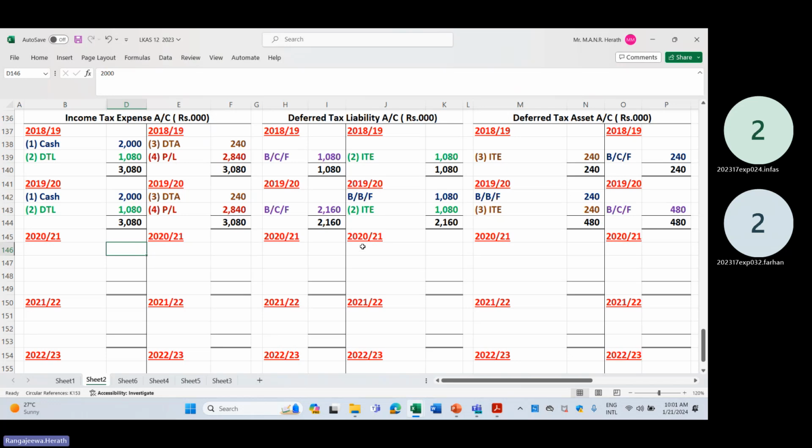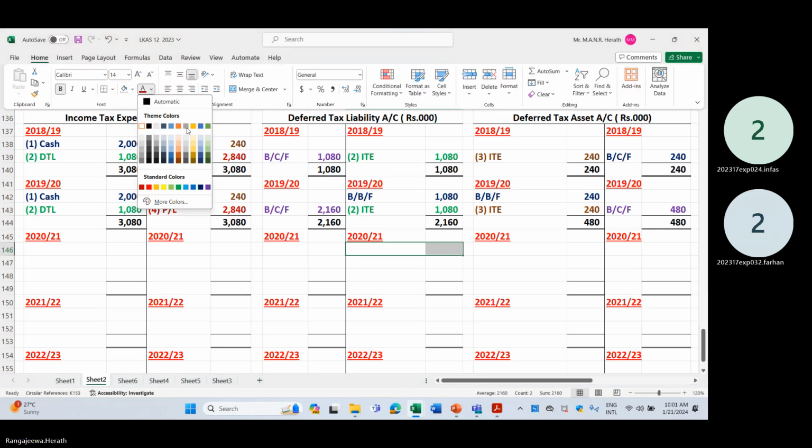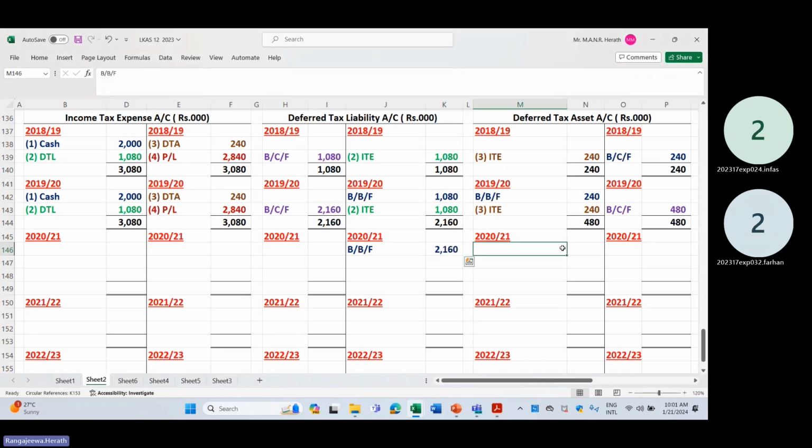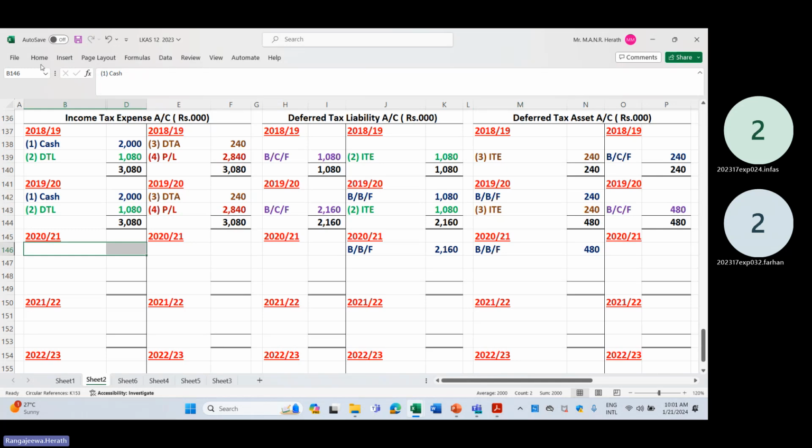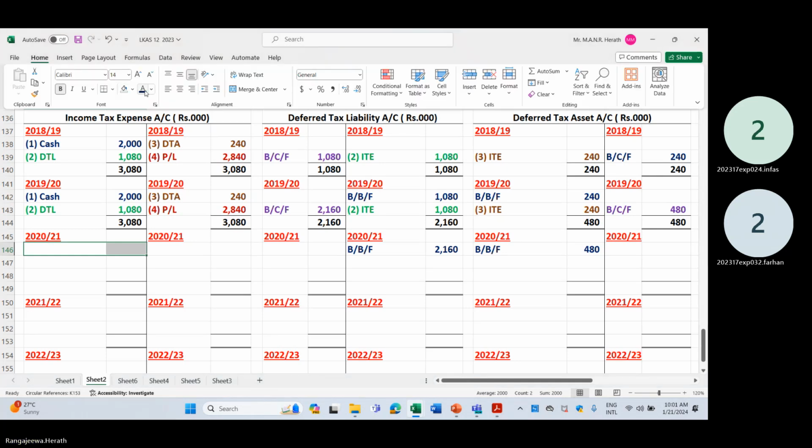So you have the deferred tax liability brought forward balance $2,160. Deferred tax asset brought forward balance 480. Third year cash payment 2000. Cash credit, tax expense debit.